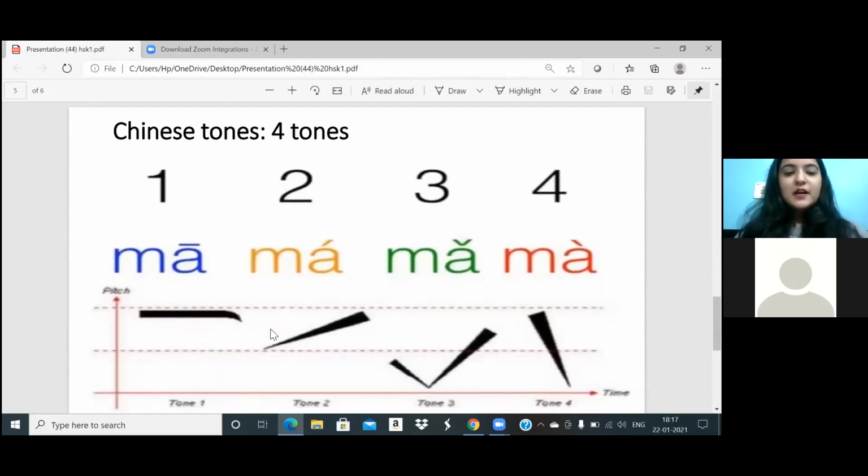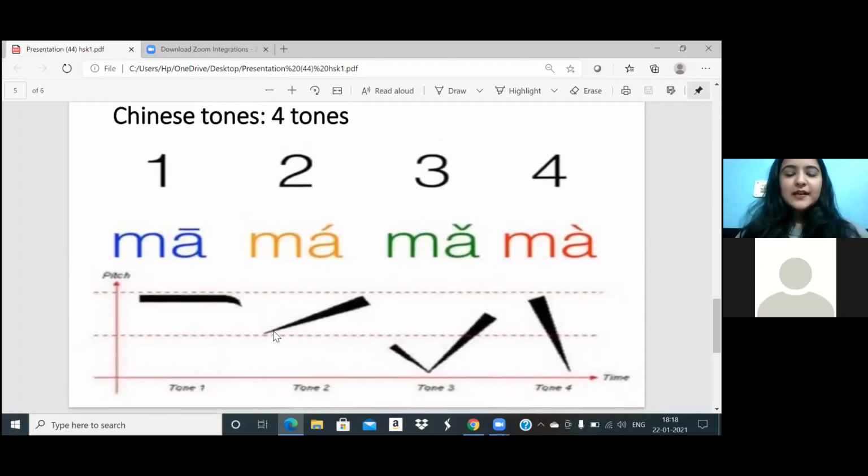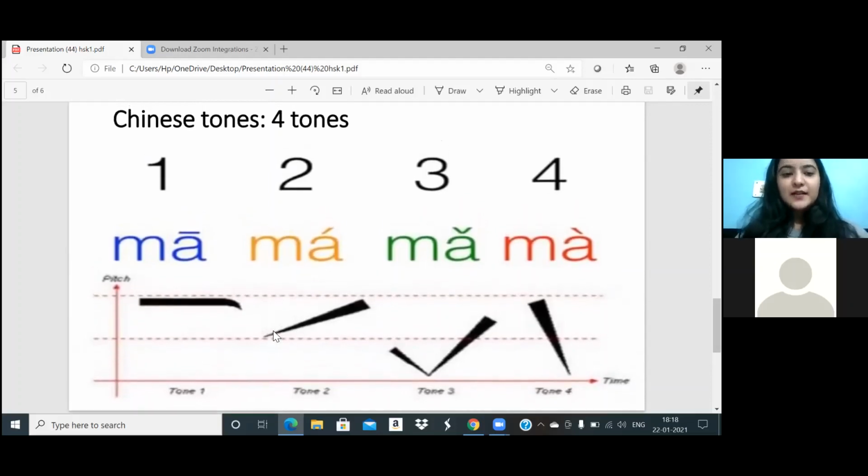Okay, now about the tones in Chinese. As I have told you, there are four tones in the Chinese language. First is the constant tone, second is the rising tone, third is the falling and then rising, and the fourth one is the falling tone. Here I have given the example of ma. So ma in the constant, that is the first tone, will be pronounced as ma, ma.